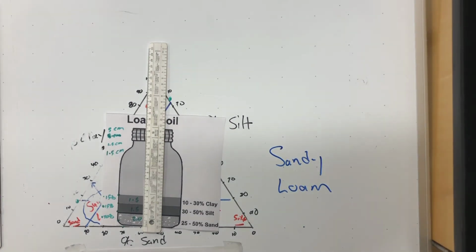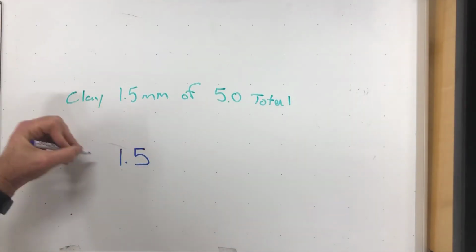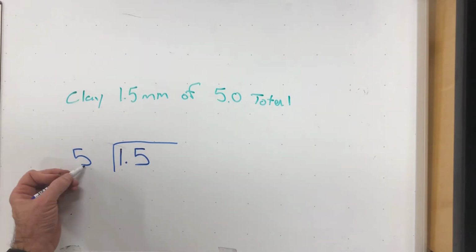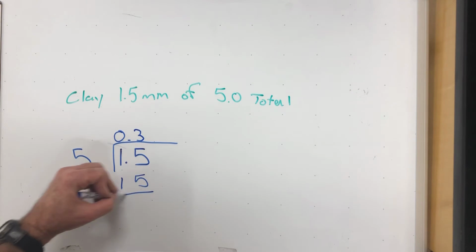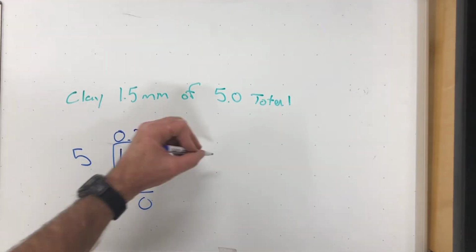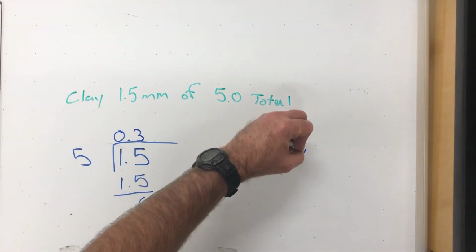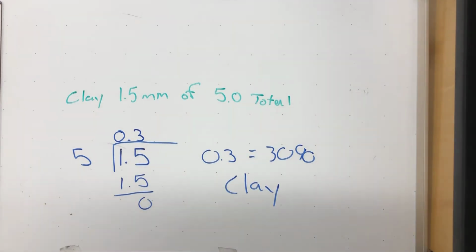So how do we get the percentage now? Well, if we had 1.5 millimeters of clay out of a total of 5 millimeters of soil, we'd have 5 goes into 1.5, 0.3 times, we get a number 0.3, which means we get 30% clay.